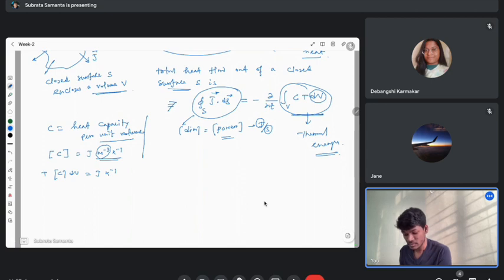We get joule per second, which is the dimension of power. So ∂/∂t is per second, and we need this quantity in joules. By dimensional analysis, we can tell that the thermal energy takes this form: C T dV.